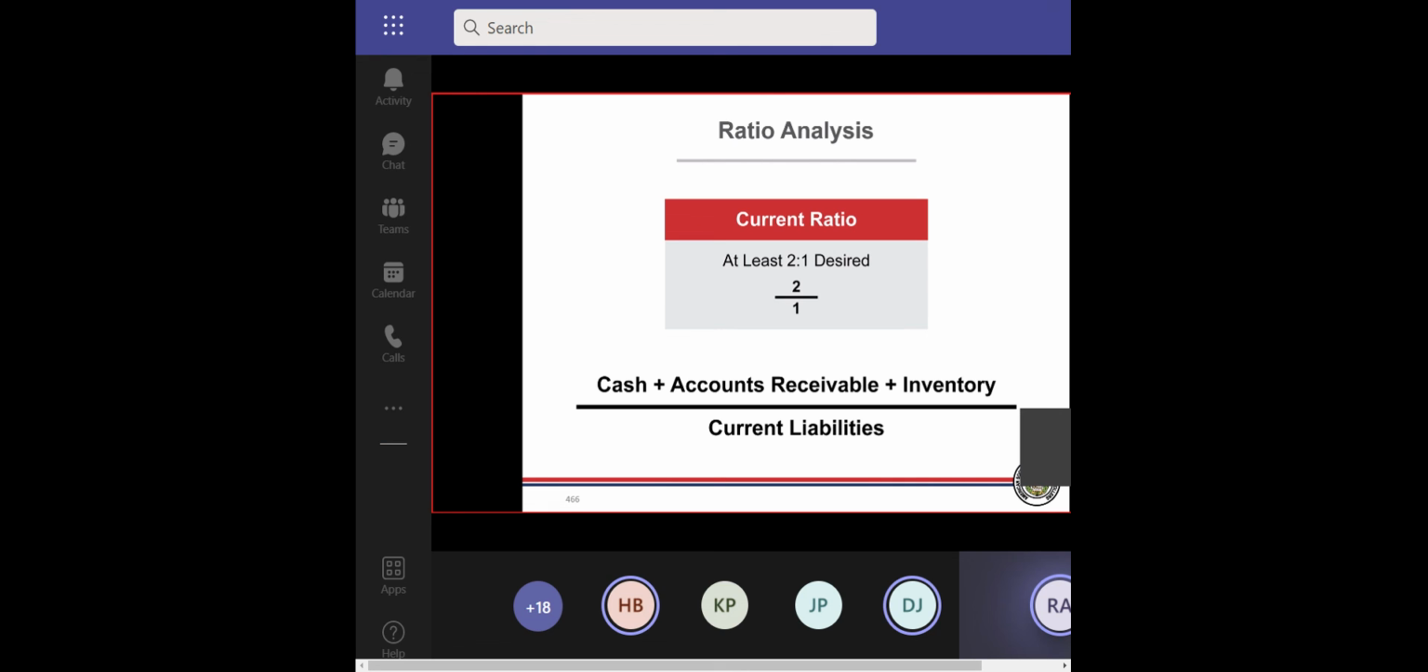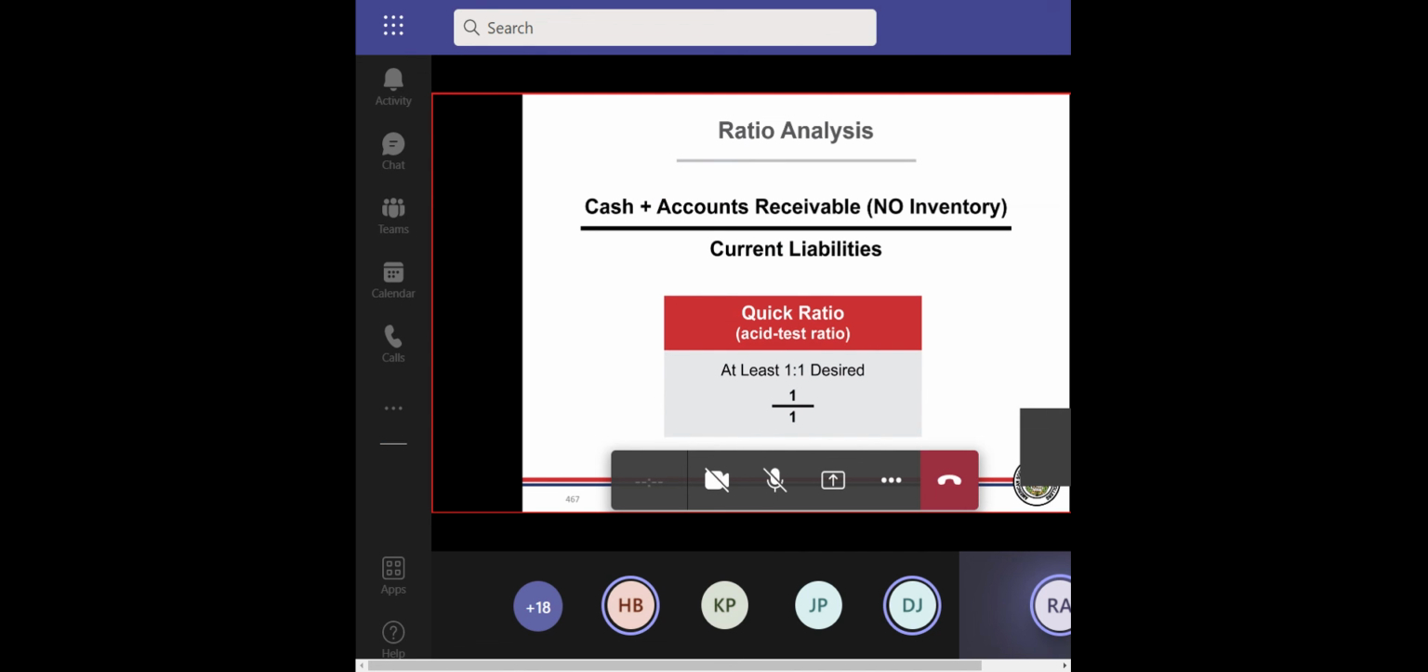But the key thing here is to remember what makes up the numerator. That's cash, accounts receivable, and inventory, divided by current liabilities. So they're simply saying, you should have $2 of cash coming in to cover your current liabilities. Now, there's something that's also called the quick ratio. And you'll notice here, they take out inventory. And what they're saying there is that maybe your inventory isn't going to sell.